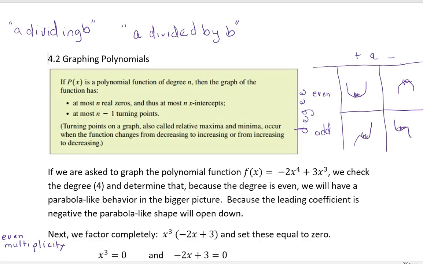All right, we're going to start working on 4.2, graphing polynomials. I wanted to just make certain folks are really mindful of the wording. Mathematics, as we said, is a very difficult language to translate. It can be very unforgiving if you translate it wrong. So I just wanted to point out, like, A dividing B and A divided by B. Those are two very different things, and they look very, very similar when you're reading it.